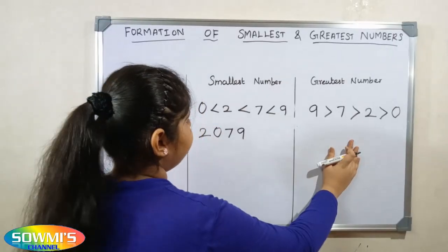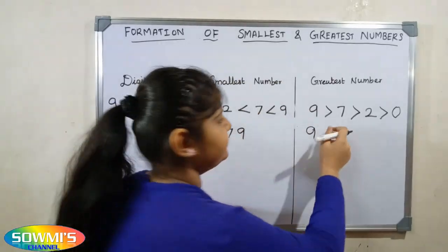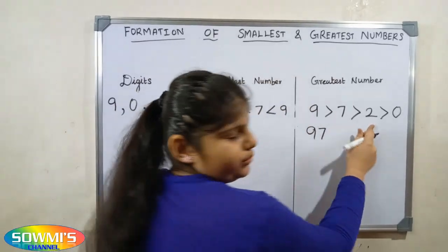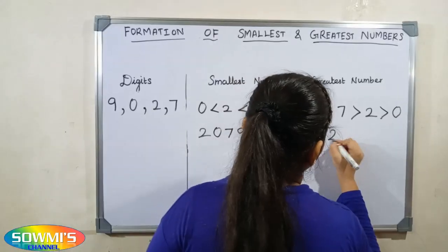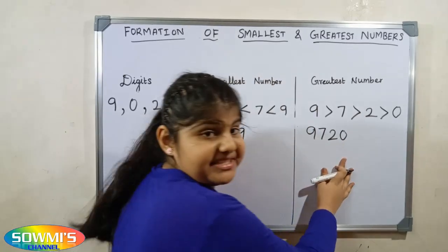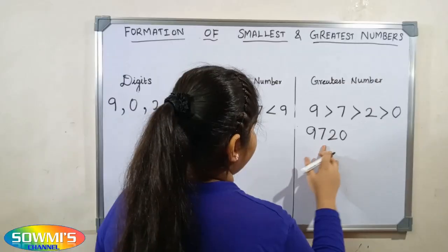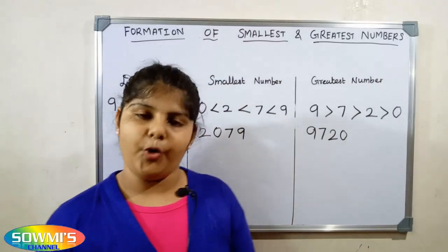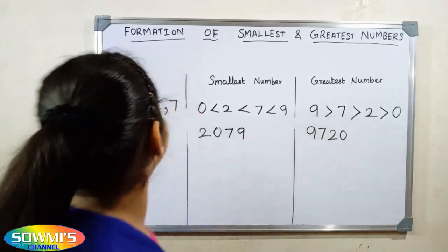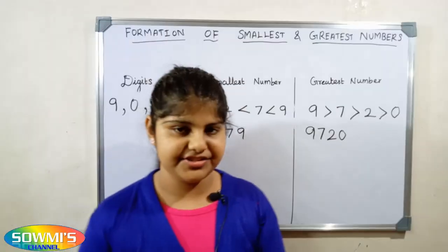So the greatest number is 9, 7, 2, 0. So the greatest number formed by these digits is 9720. Hope you friends all understood how to form smallest and greatest number using these digits.